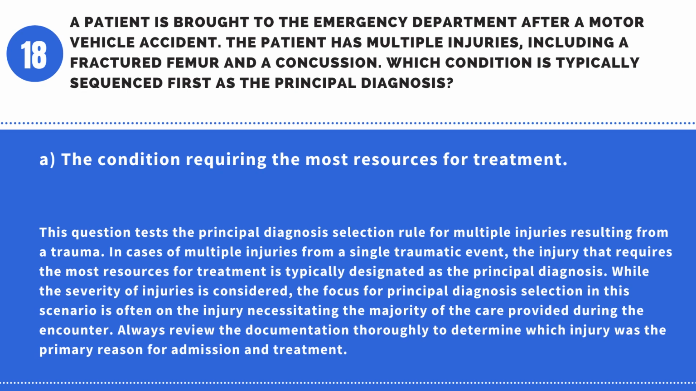This question tests the principal diagnosis selection rule for multiple injuries resulting from a trauma. In cases of multiple injuries from a single traumatic event, the injury that requires the most resources for treatment is typically designated as the principal diagnosis. While the severity of injuries is considered, the focus for principal diagnosis selection in this scenario is often on the injury necessitating the majority of the care provided during the encounter. Always review the documentation thoroughly to determine which injury was the primary reason for admission and treatment.